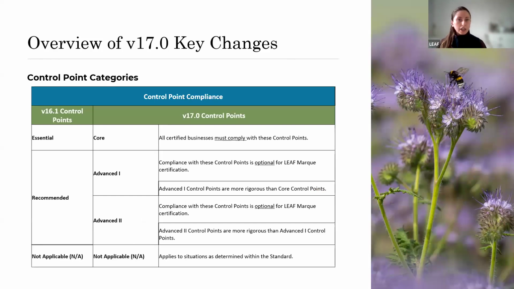Another key change to be aware of, that we covered in greater detail in our first webinar, is the shift to different control point categories and a tiering approach to the LEAF Marque standard. In version 16.1 and all historical versions of the LEAF Marque standard, control points have been categorized as either essential or recommended for certification.